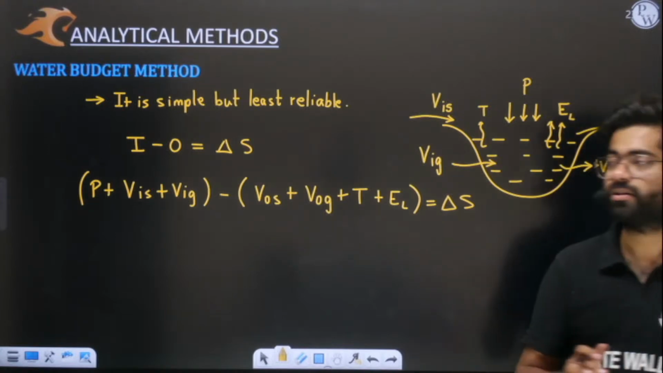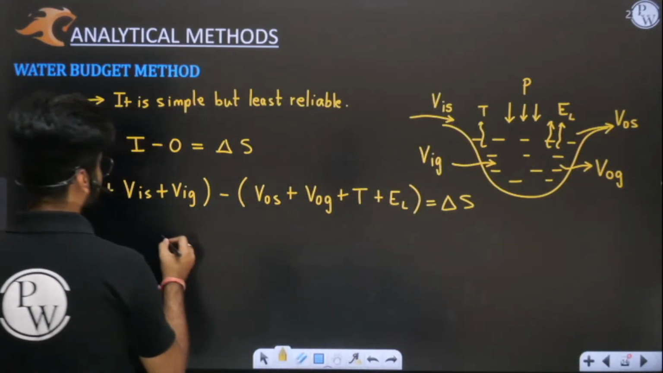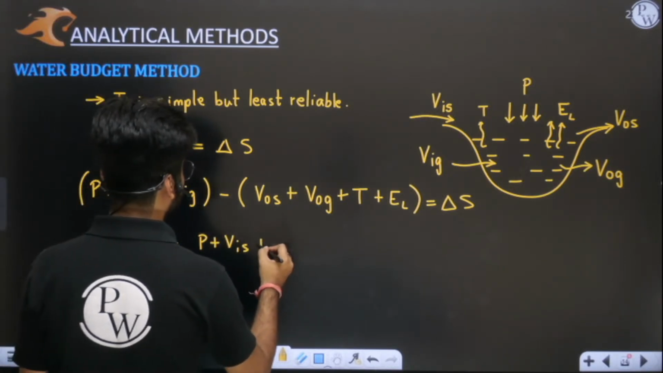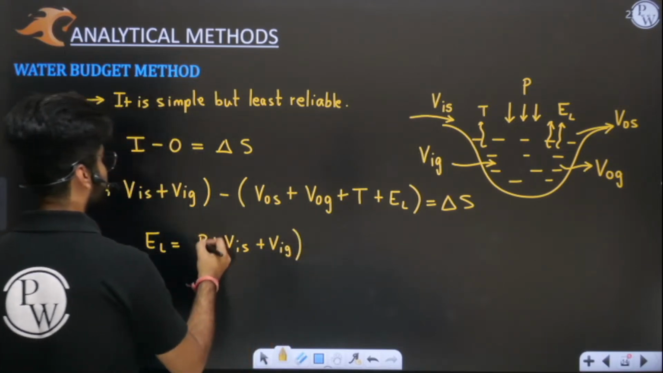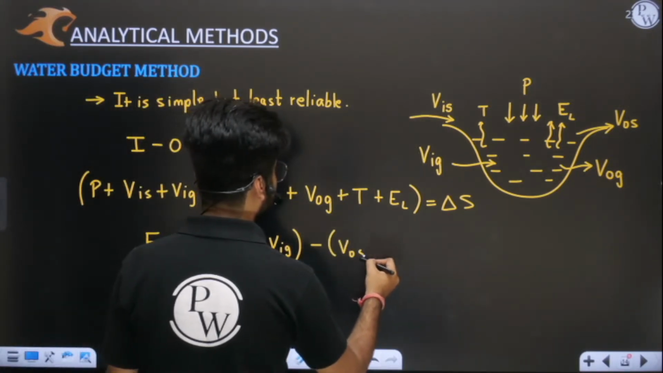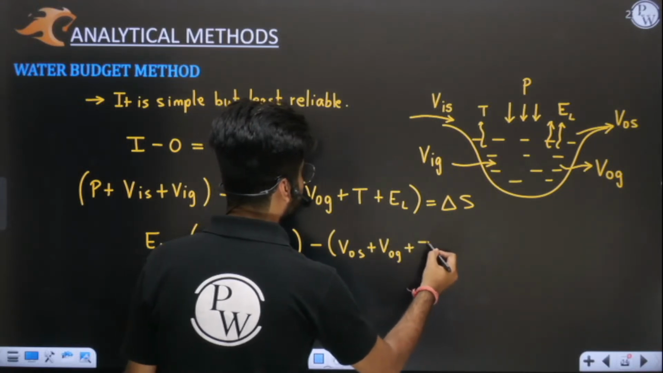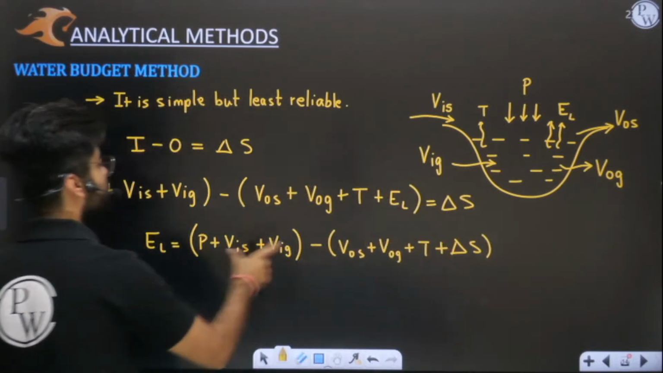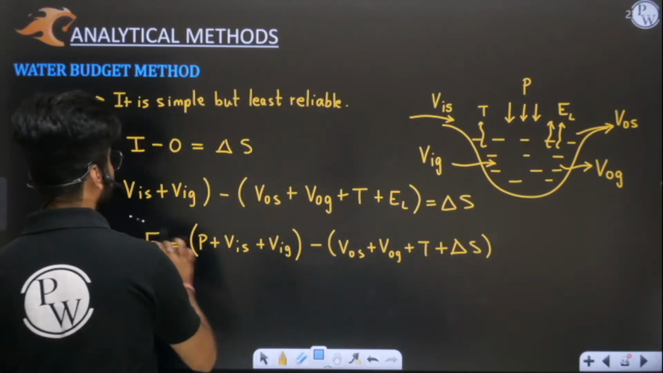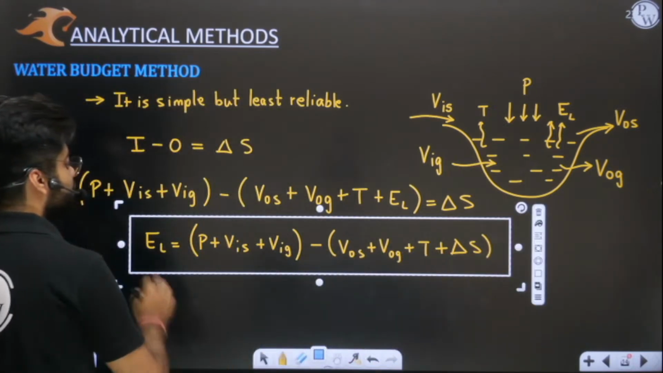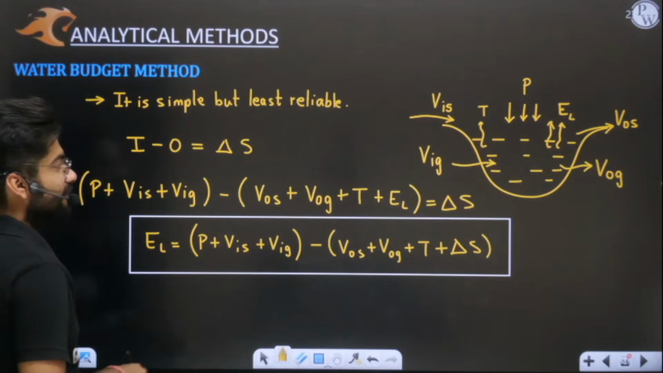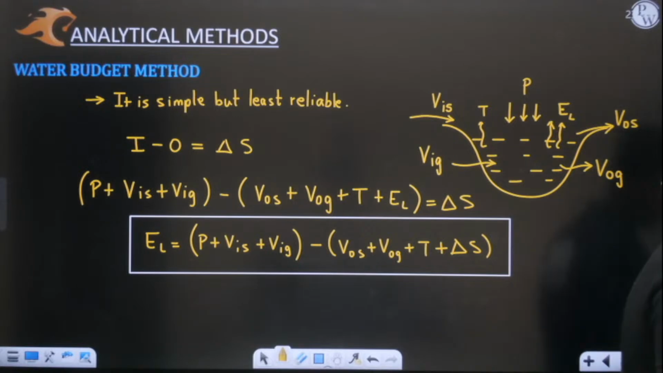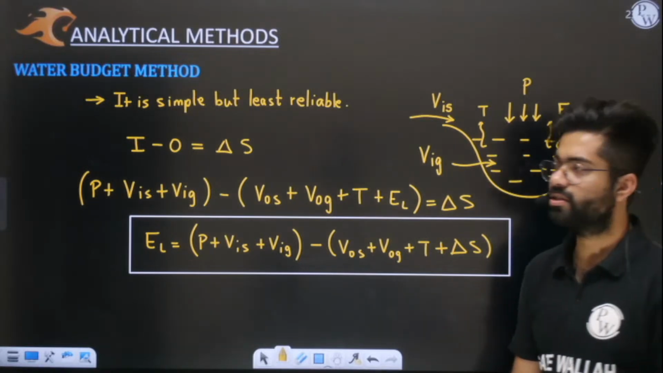So if you simply want to find lake evaporation from here, lake evaporation will be P plus VIS plus VIG minus VOS minus VOG minus T plus delta S. All these terms will come here, and EL will go to the other side, so you will get this final equation. Okay. So with the help of this equation, put in the volumes of all the other things, and simply get the lake evaporation. But this will give you the least accurate answer. Okay. So this is the simple water budget equation. I hope this is clear to you.